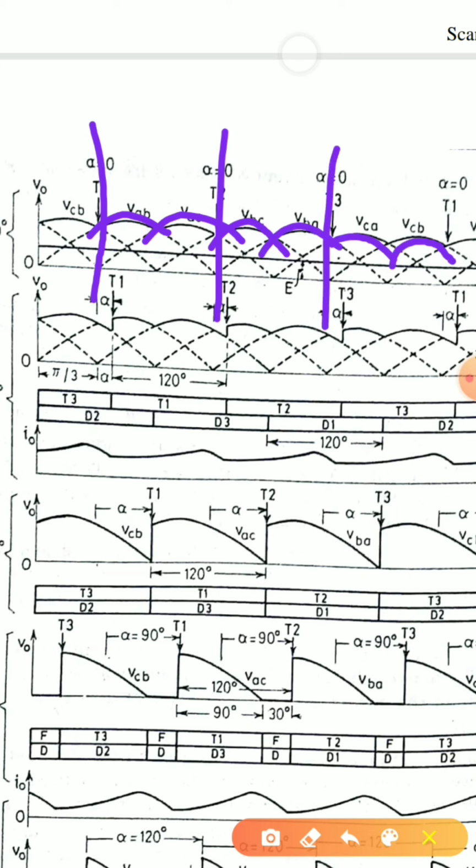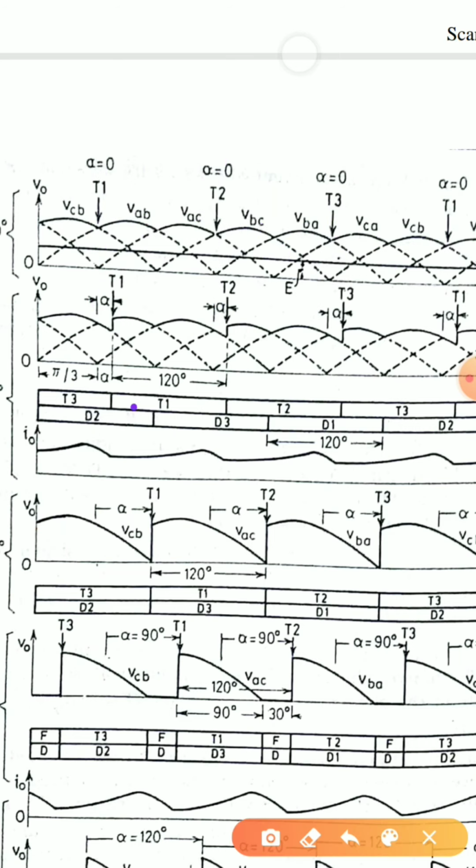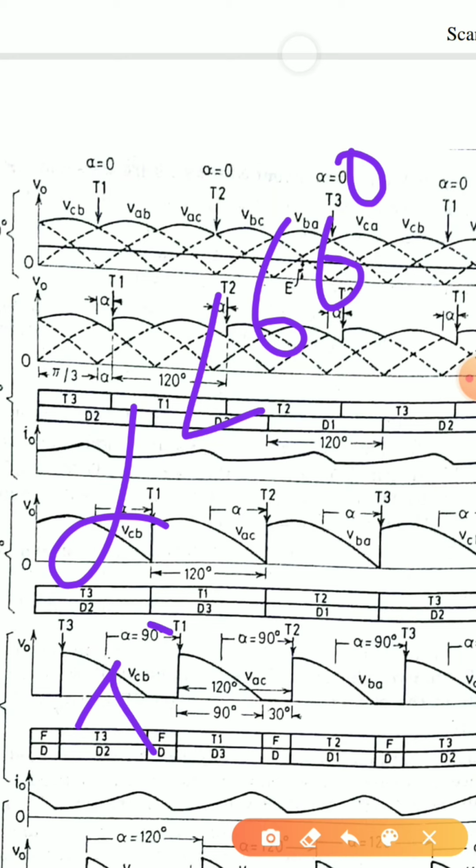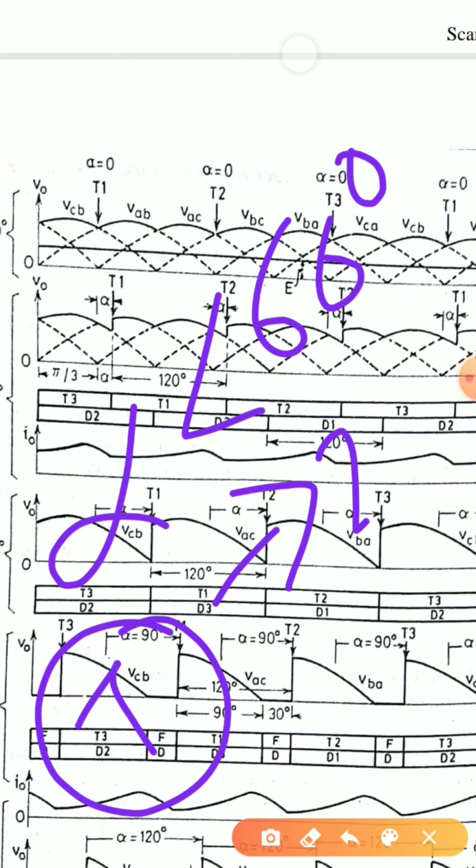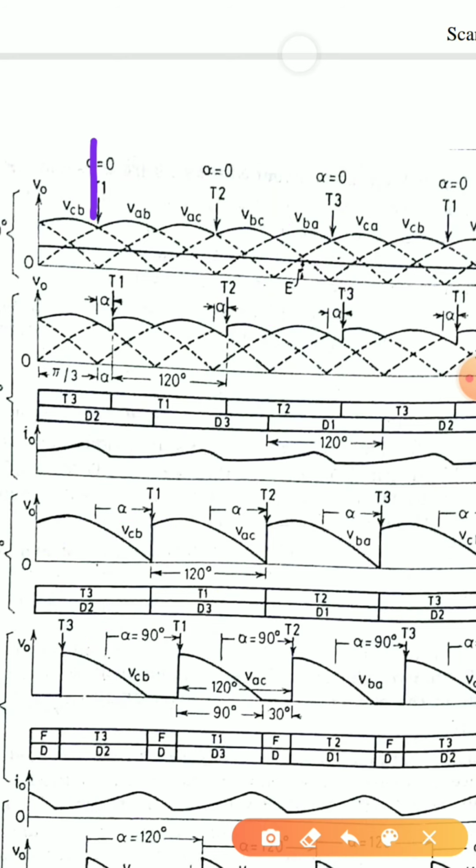So here we can see that, as I have said, if the firing angle is less than 60 degrees, for one thyristor I will get two peaks. It is quite clear here that from here to here the thyristor is conducting. So one peak of VAB and one peak of VAC we are getting.